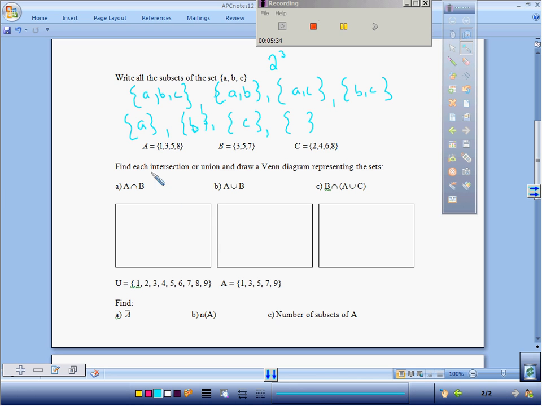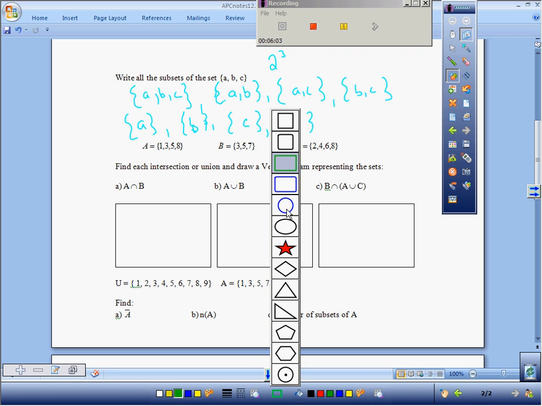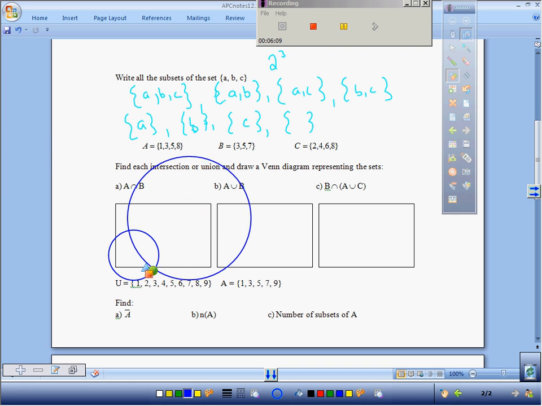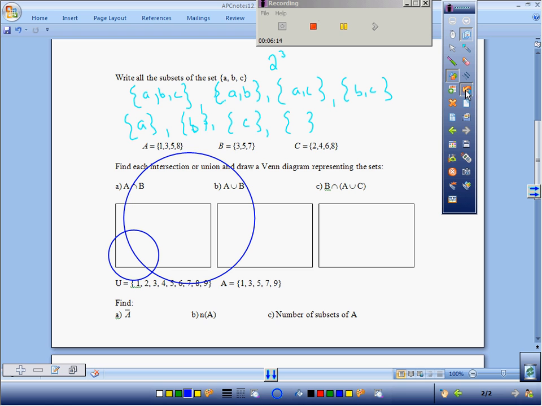Okay, find each intersection and draw a Venn diagram. Do you guys know what a Venn diagram is? They're those little circly things. Ooh, I could use my circle tool. So Venn diagrams look like this. That's not a very good Venn diagram. It should be in the box. Let me grab this guy.